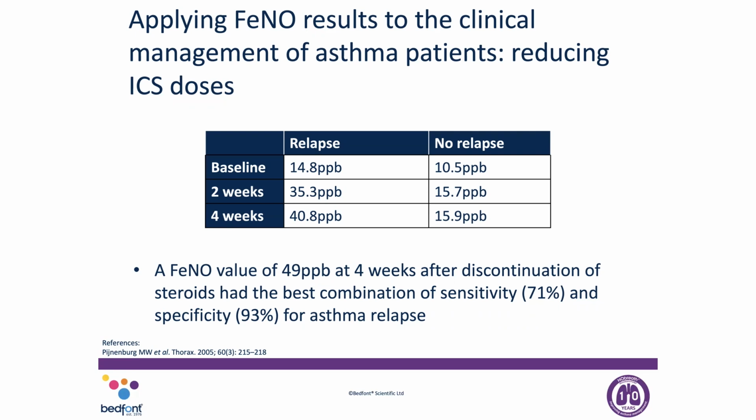So if you withdraw or you reduce their inhaled steroid, check their FeNO a few weeks later to see what's going on. If you compare those to the group that didn't relapse, you can see their FeNO stable. You can see that by reducing their inhaled steroid, the airway inflammation did not reappear, so they're not at risk of asthma relapse or asthma symptoms.